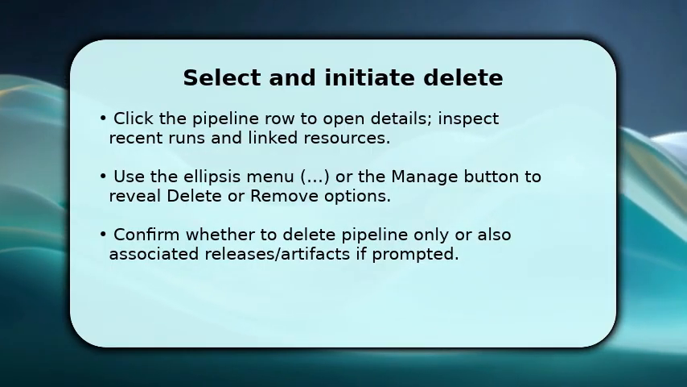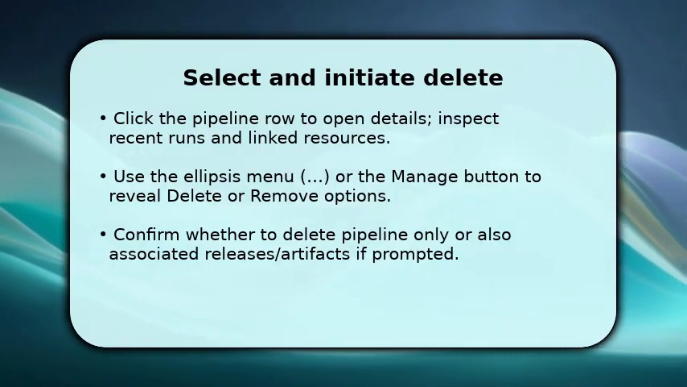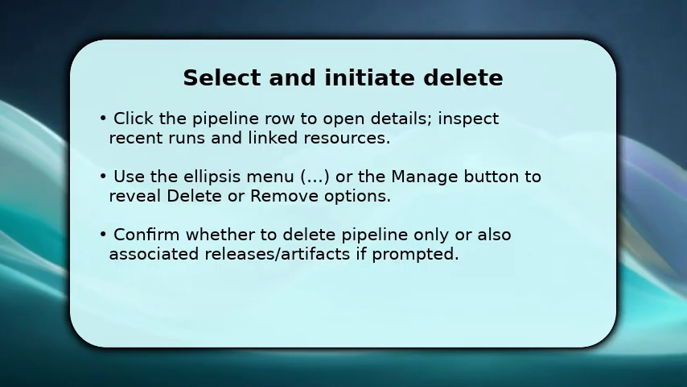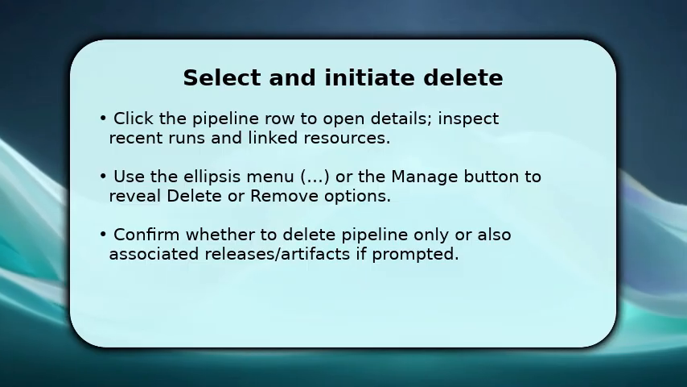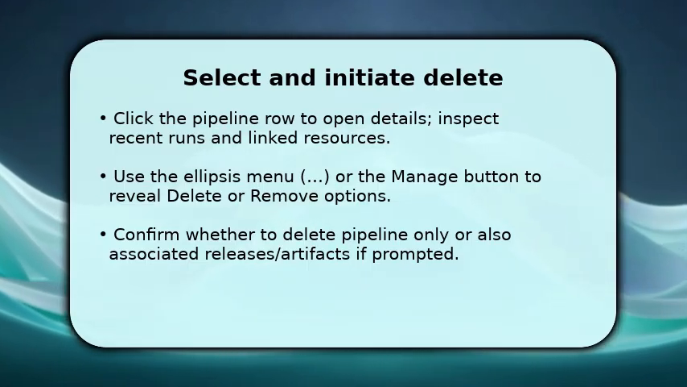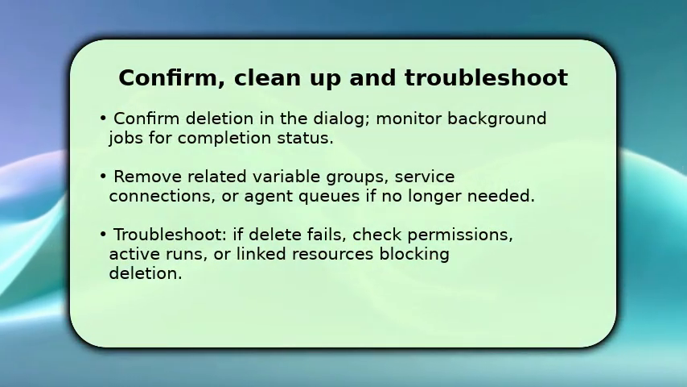Azure DevOps may ask to remove only the pipeline definition versus also deleting build artifacts or releases. Choose the appropriate option based on your earlier inspection. This prevents accidental loss. Confirm the deletion and watch the background job complete. Azure DevOps will remove the pipeline definition from the list.